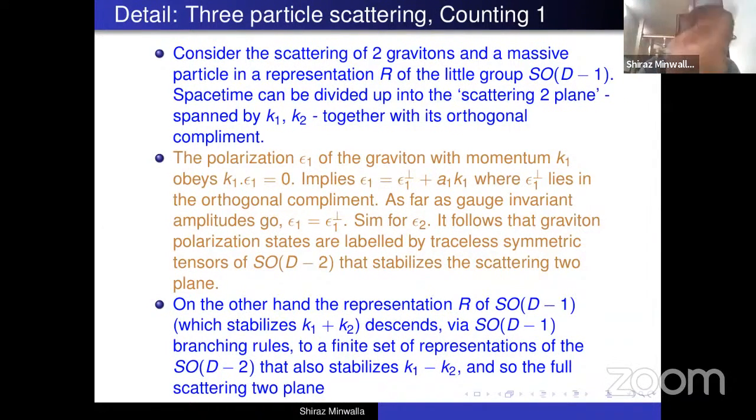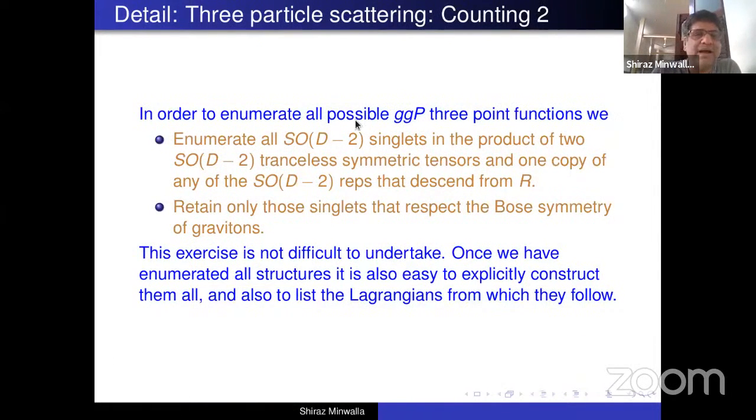And then there's one more thing you have to do. You have to impose Bose symmetry because the two gravitons were identical. So you do the Clebsch-Gordan coupling of the gravitons so that you only keep the symmetric part. Okay, so I've written that here. What we have to do is enumerate all SO(D-2) singlets in the product of two SO(D-2) traceless symmetric tensors and one copy of any of the SO(D-2) representations that descend from R, and retain only those singlets that respect Bose symmetry.